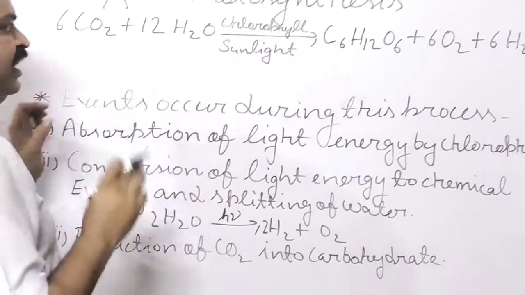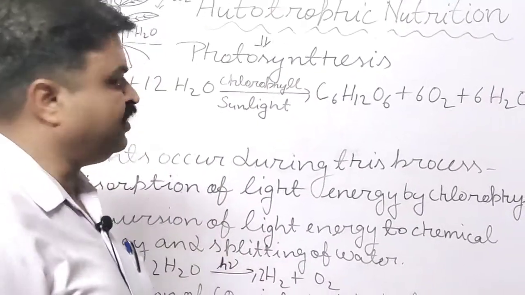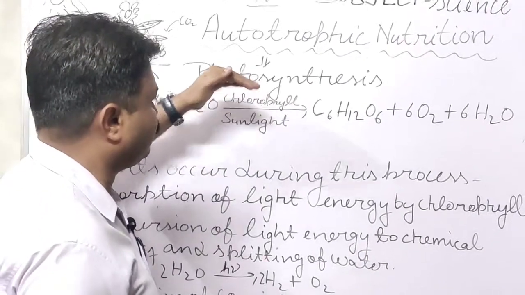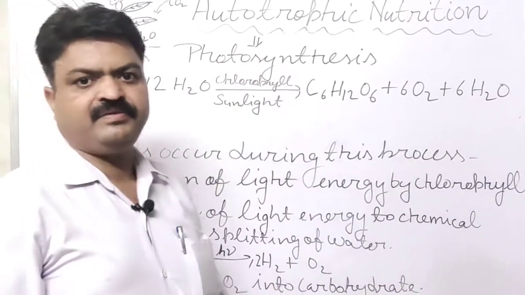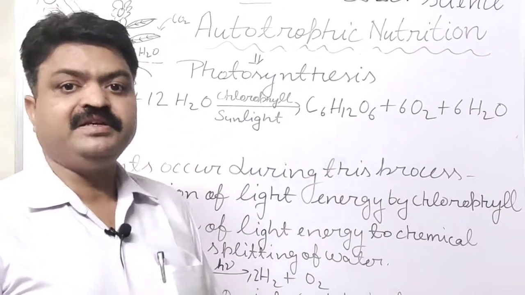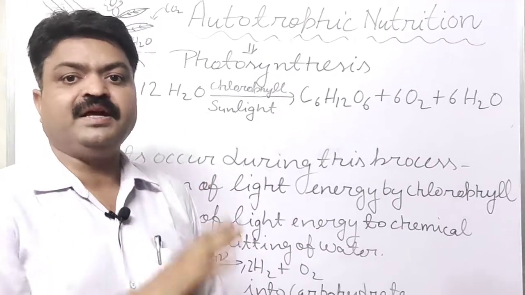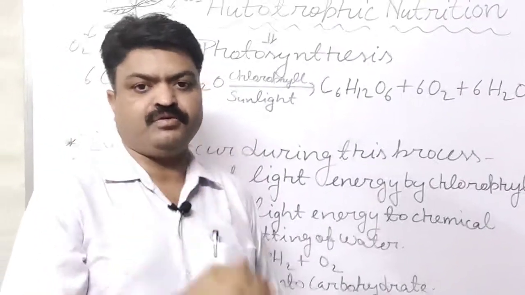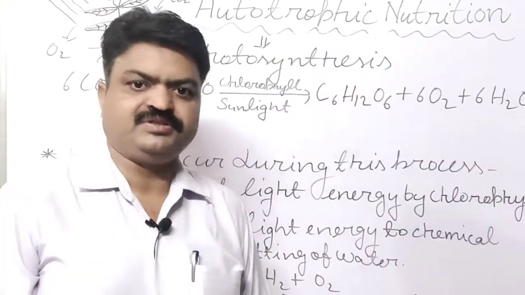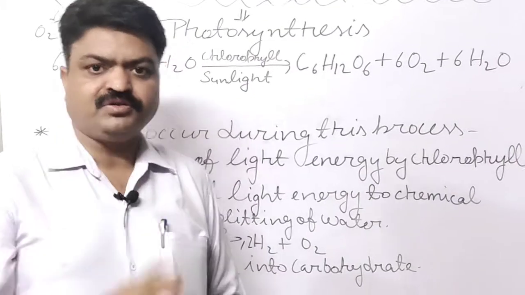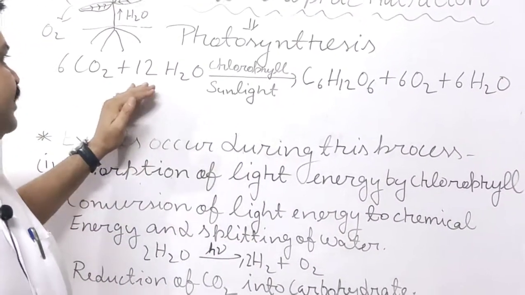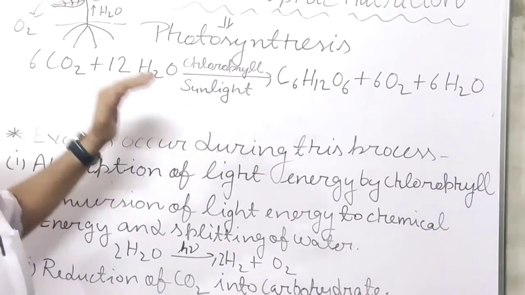In this, students, the main raw materials required by the plant are: first, carbon dioxide; second, water; third, chlorophyll; fourth, sunlight. If any one raw material is absent in this process, then the plants can't make their own food or can't do the autotrophic mode of nutrition. So for photosynthesis or the autotrophic mode of nutrition, these basic materials are required by the plant.